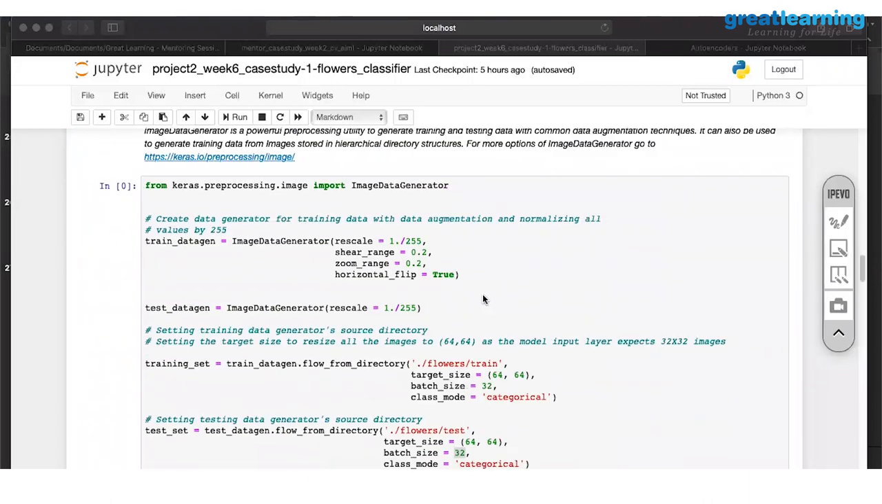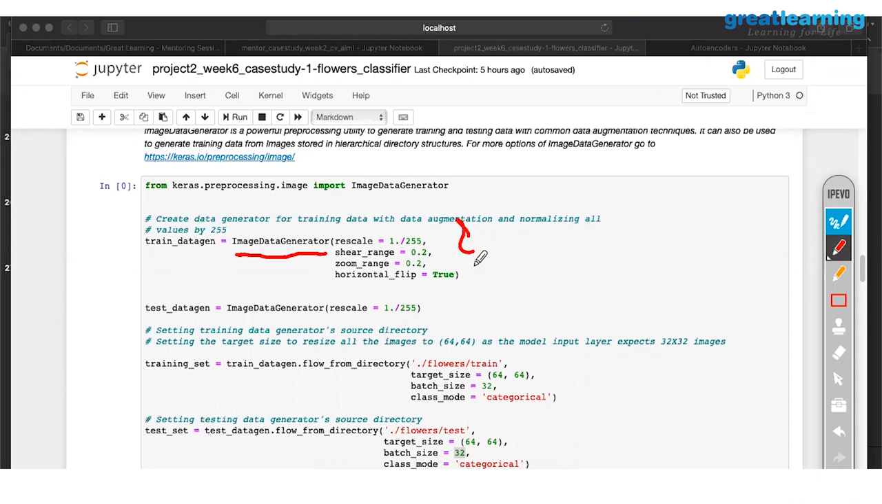Next thing, we have not done any data manipulation. That means we have not cleaned our data. So now what I'm doing is I'm augmenting my data. Now, if you don't want to write a separate function for augmentation, what you do is you import ImageDataGenerator. This is the function. It will give you a lot of parameters.